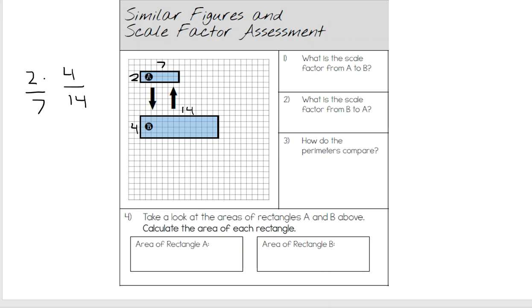So to get from 2 to 4, we multiplied by 2. To get from 7 to 14, we multiplied by 2. So the scale factor from A to B would be 2.